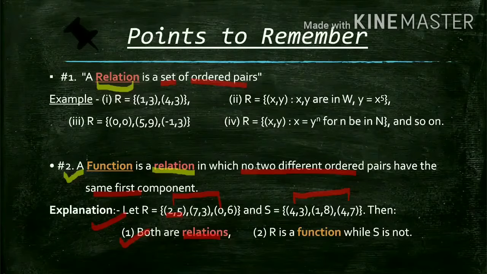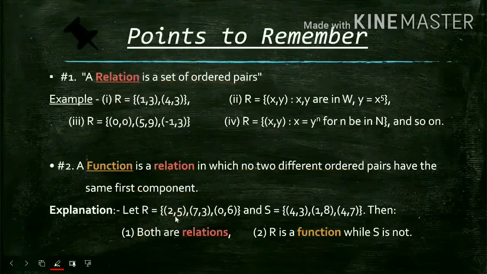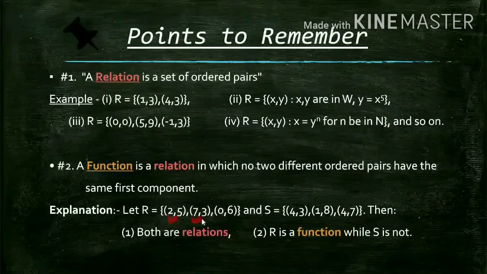We just need to satisfy the second property, that no two different ordered pairs can have the same first component. Just pick these (2, 5) and (7, 3). These are different ordered pairs, right? Do they have the same first component? One has 2, the other has 7. 2 is not equal to 7.